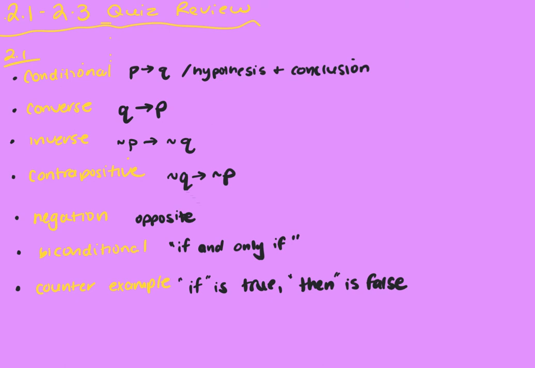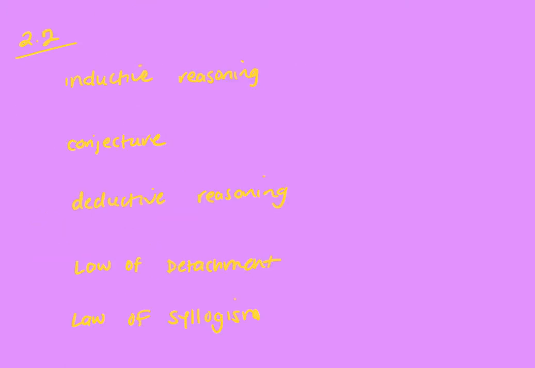Questions on 2-1? All right, 2-2 was inductive and deductive reasoning. We learned that inductive reasoning is based on patterns and observations. Wait, what was counter example again? Something that makes the first part true, but the second part false. Okay. A conjecture is a decision made based on inductive reasoning.